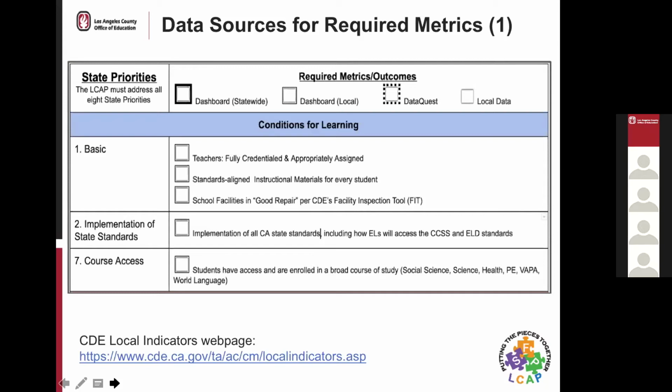All 3 of these are also local indicators. So for these state priorities, LEAs are encouraged to use metrics based on or reported through the relevant self-reflection tools for local indicators within the dashboard. And as a reminder, beginning this year, LEAs are required to present the local indicators to the local governing board at the same meeting in which the LCAP is adopted. So the local indicator process should really inform the development of the LCAP. And we've also included the link to the CDE's local indicators webpage where you can access the self-reflection tools for the local indicators. And so that's included at the bottom of the slide. Next slide, please.